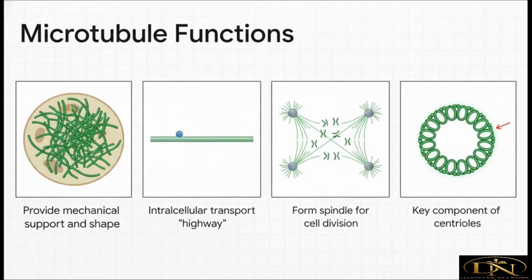But they do way more than just provide support. They're like an intracellular transport system for moving organelles around. And they play an absolutely vital role in cell division, forming the spindle that separates chromosomes. They're key components of centrioles too.